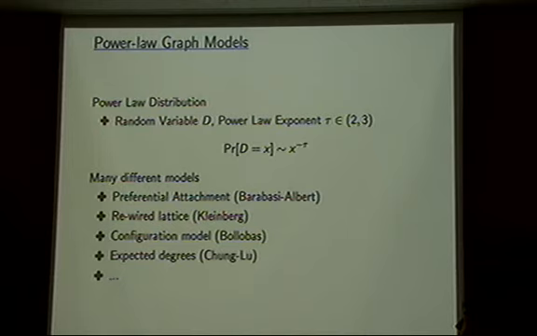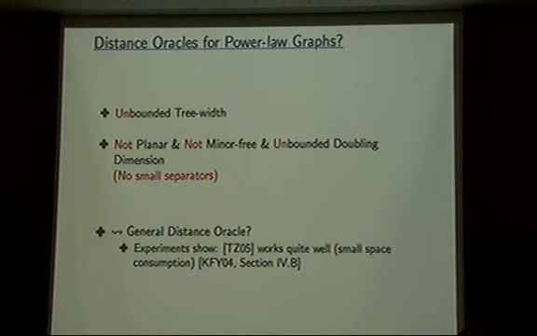One of the most famous models is the preferential attachment model by Barabasi and Albert, and there are many other models. And we will look at the model by Fan Chung and Linyuan Lu, which is called the expected degree model, which works as follows. Oh, no. Sorry, let me skip this for a moment.